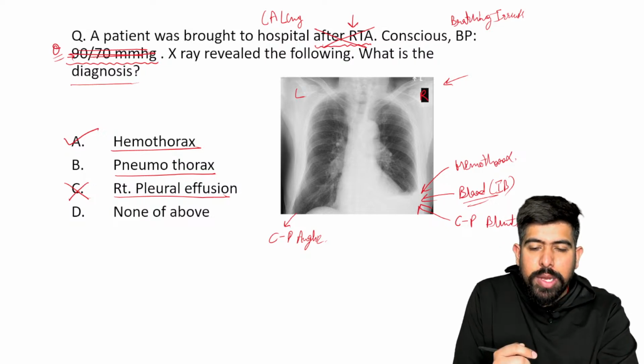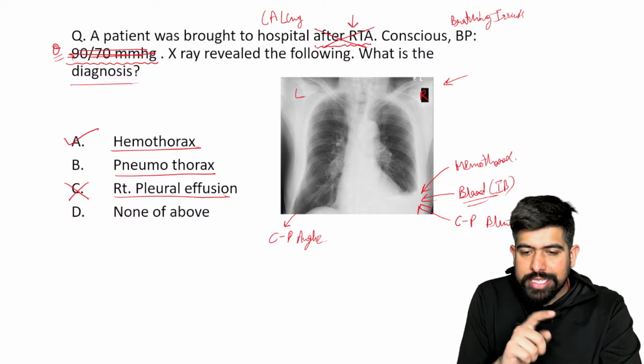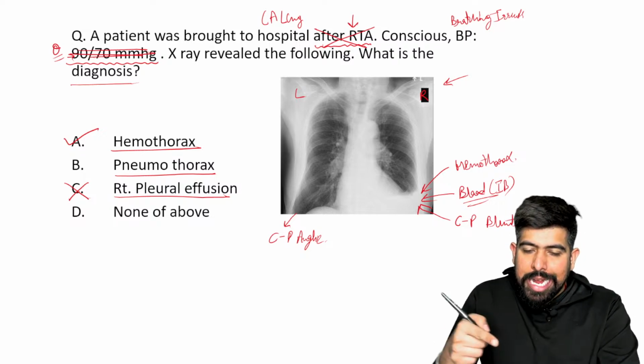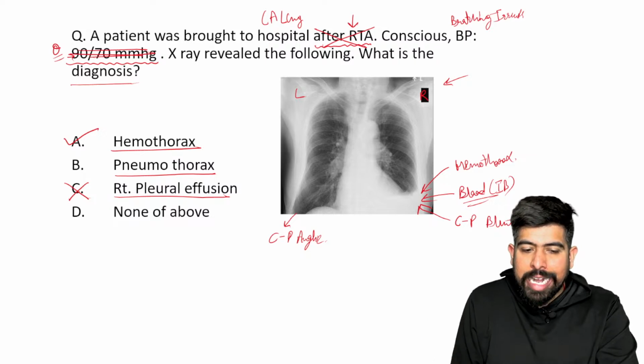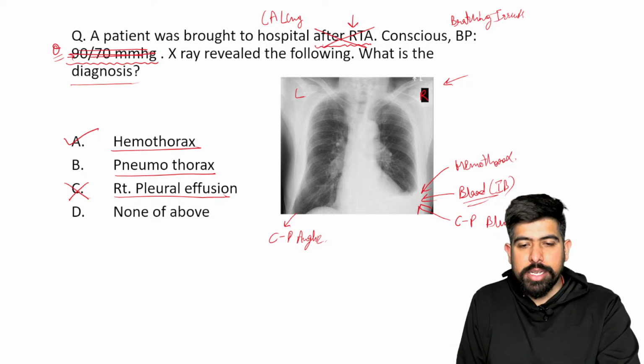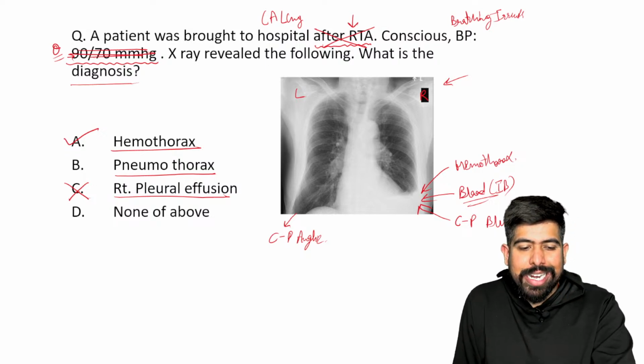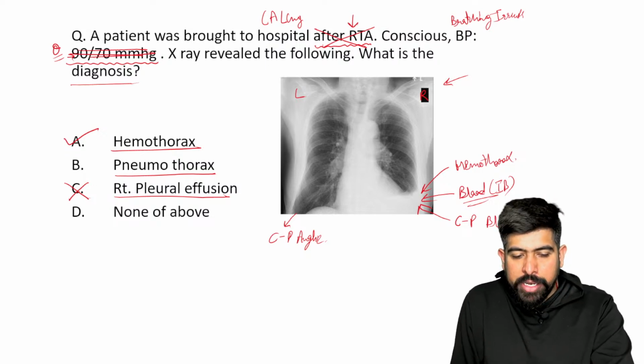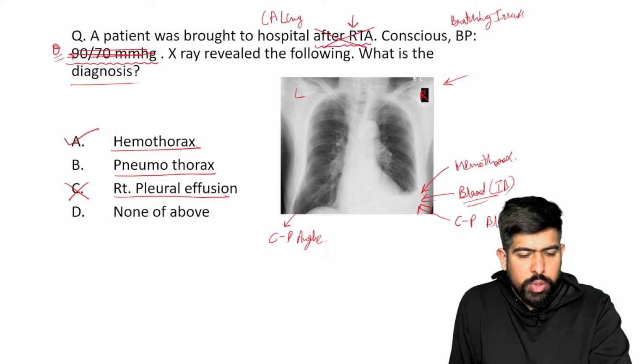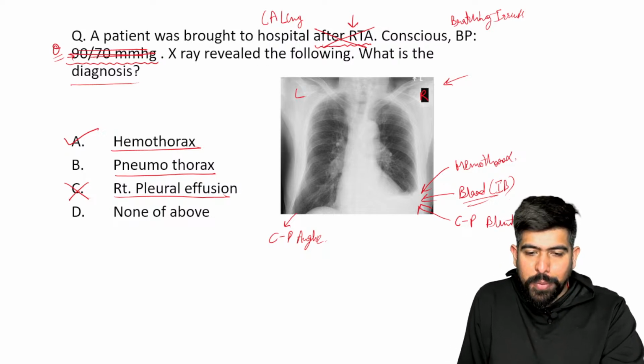We put the USG probe there, and once we clearly see the fluid, we enter the needle under the guidance of the ultrasound. So we are taking the guidance of the ultrasound only. We are doing USG guided tapping, also called thoracocentesis. Okay, is it clear? Let's move forward.